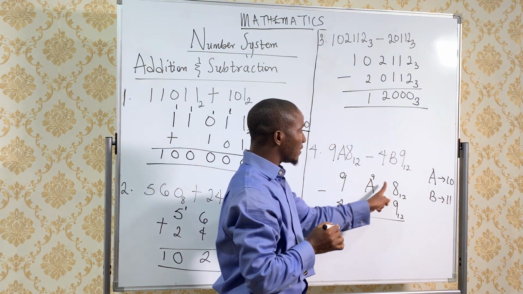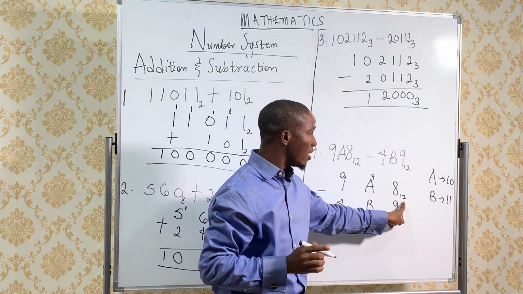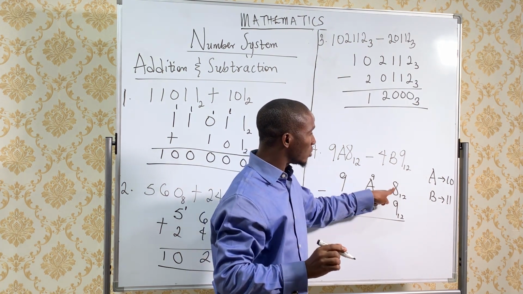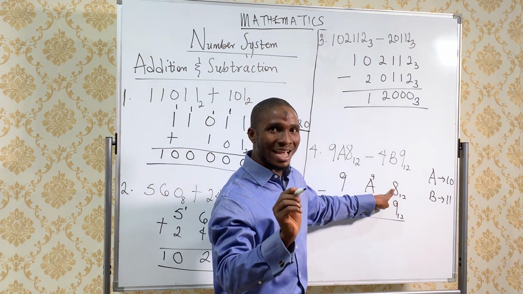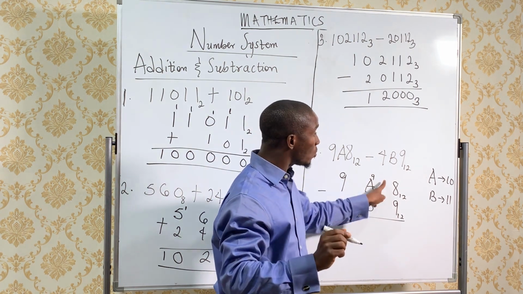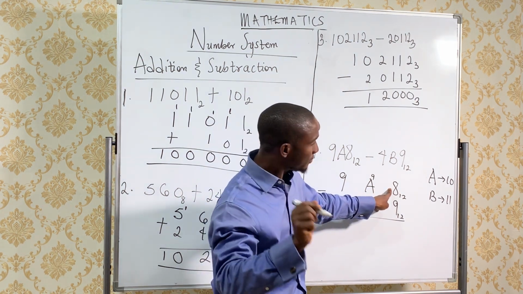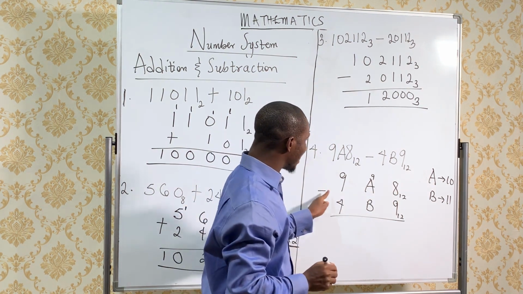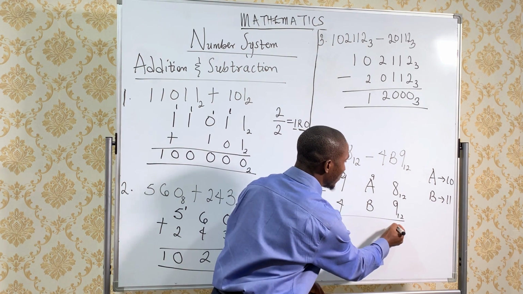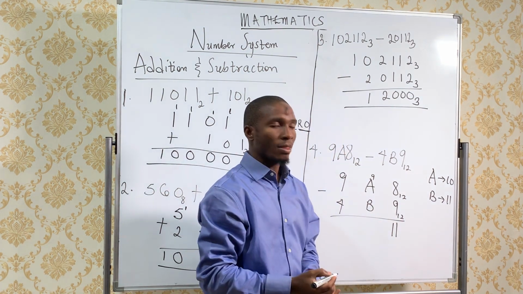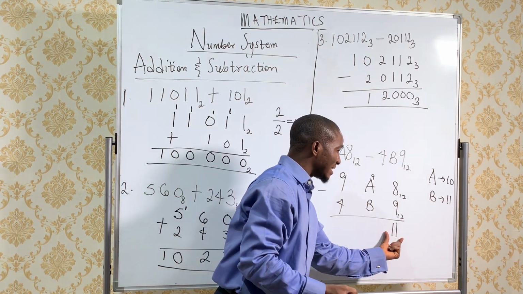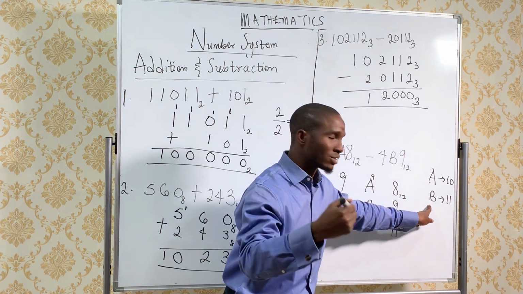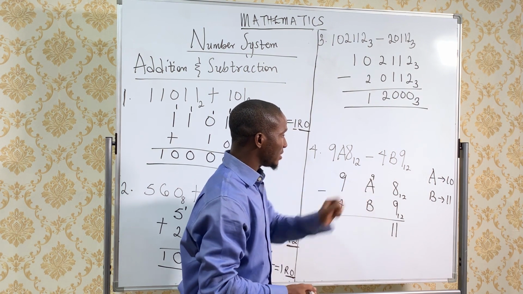Now, the 1 you are borrowing, if you add it with 8, because you're dealing with base 12, you are actually borrowing 12, not 1. So the 12 you are borrowing, you add it with 8 to become 20. So 8 is now 20, because you are borrowing 1, which is actually 12. So 12 plus 8 will give us 20. 20 minus 9, you have 11. Don't forget, instead of writing 11, you have to replace 11 with B. But we are going to replace that later. Let's continue. Now you have 9 left.